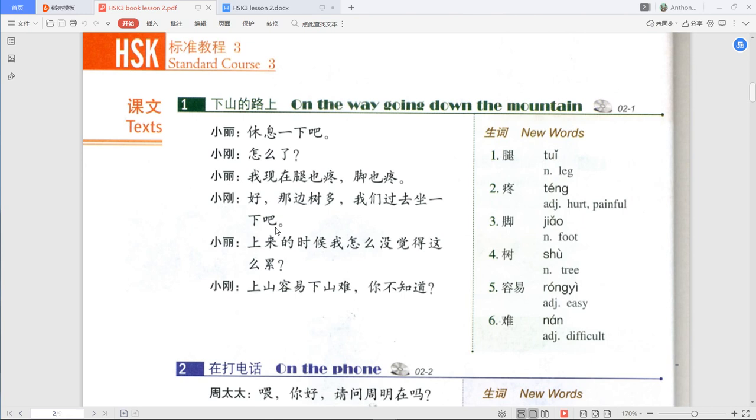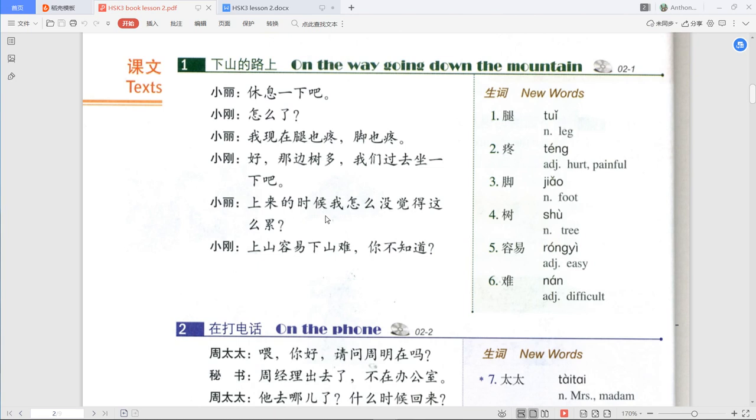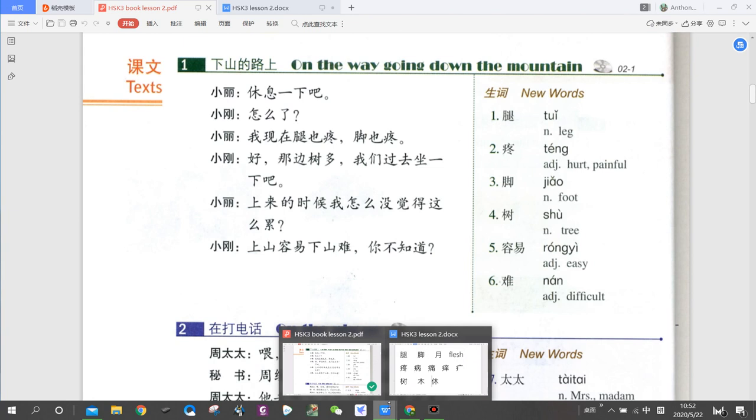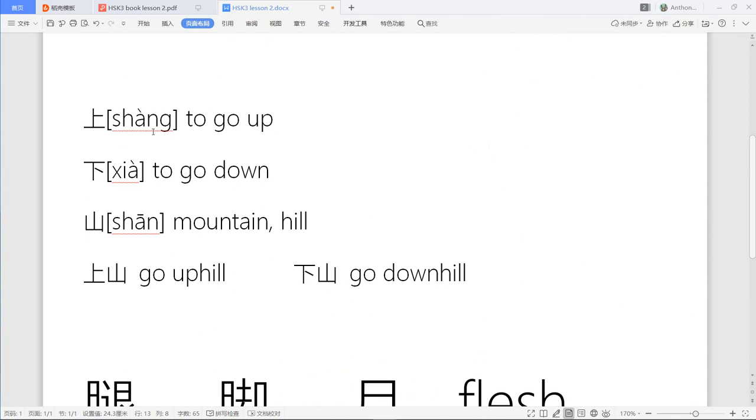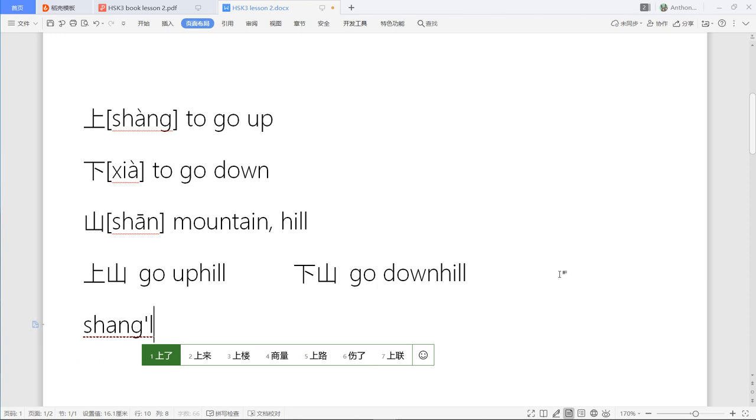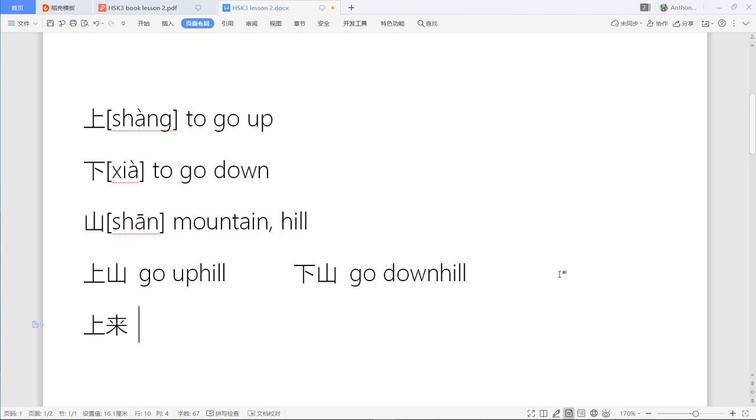And Xiao Li answers, 上来的时候，我怎么没觉得这么累啊? First, we look at the first part, 上来的时候。So, 上来。上。We have some notes here. 上 means go up. 下 means go down. Here we have 山, which means mountain. So 上山 means go uphill, go to the mountain. 下山 means go downhill. It's a similar pattern if we say 上来。上 means go up, 来 means come, so come up.